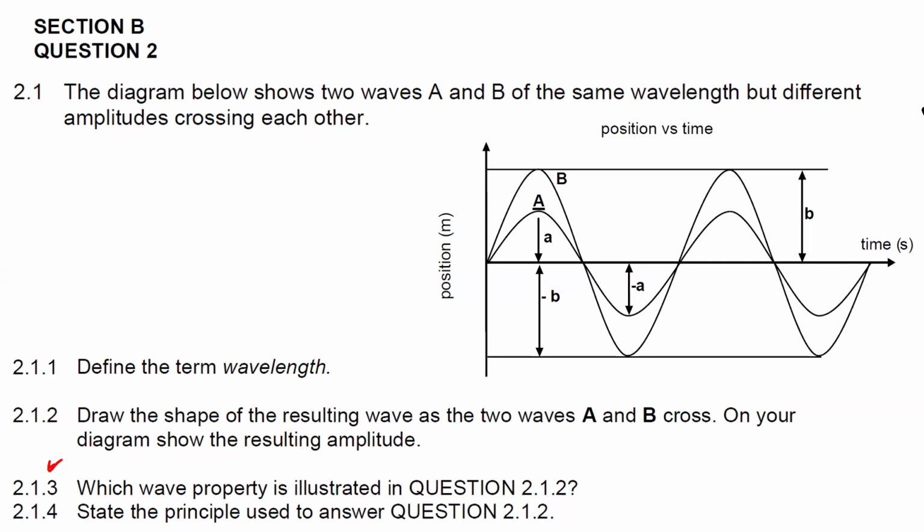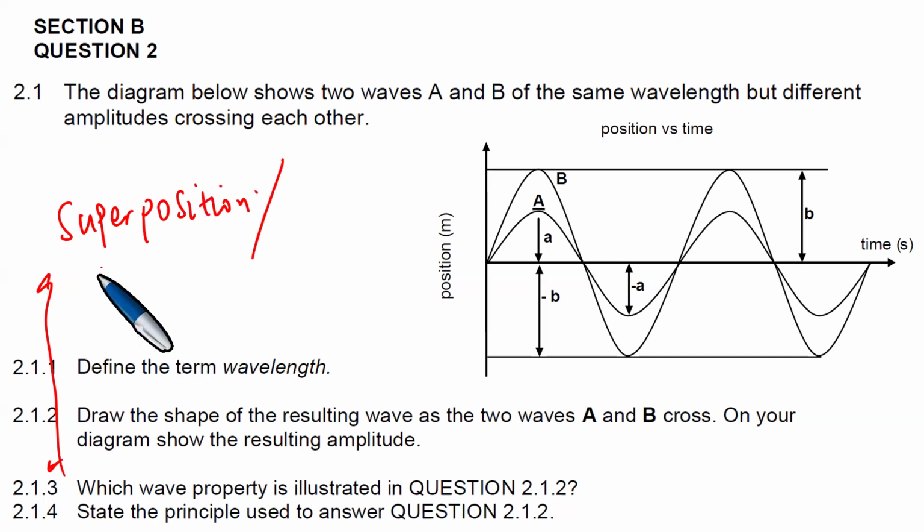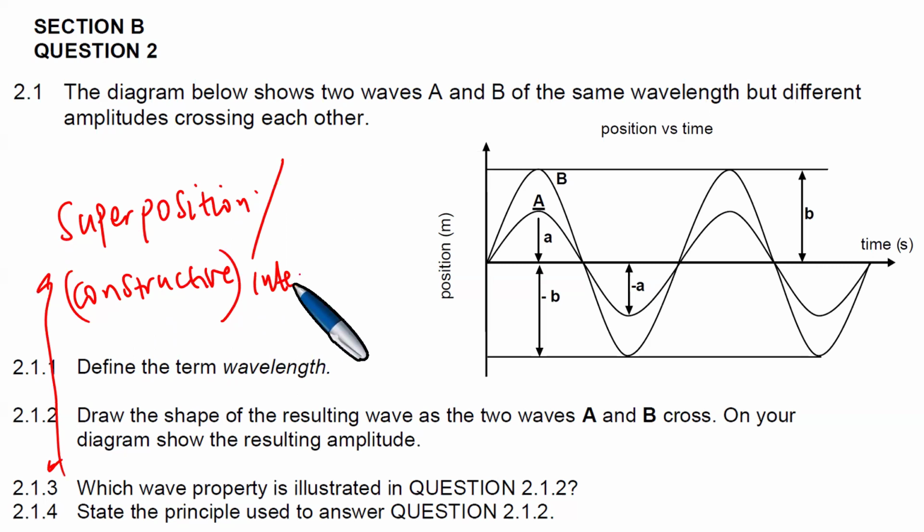I'm testing you. Longitudinal curve. Okay, that is fine. So the wave property in 2.1.3 is called superposition. If you don't want to say superposition, you can say constructive interference.